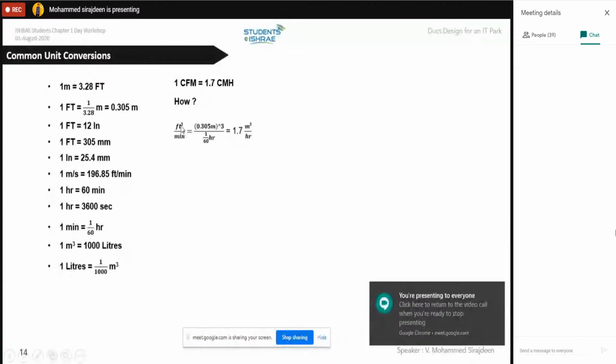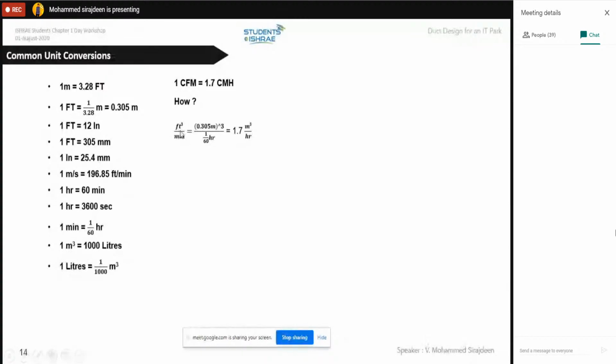Feet cube per minute. If we convert the feet cube into meter, 1 feet is equal to 0.305 meter. Then 0.305 into 0.305 into 0.305 will become some value. Then that value into 1 minute is equal to 1 by 60 hour. 1 hour is equal to 60 minutes, so reverse calculation, this 60 will go up. The final answer will become 1.7.